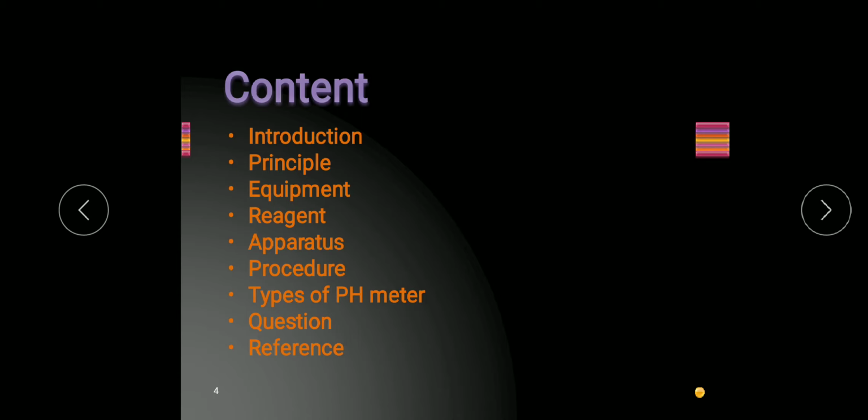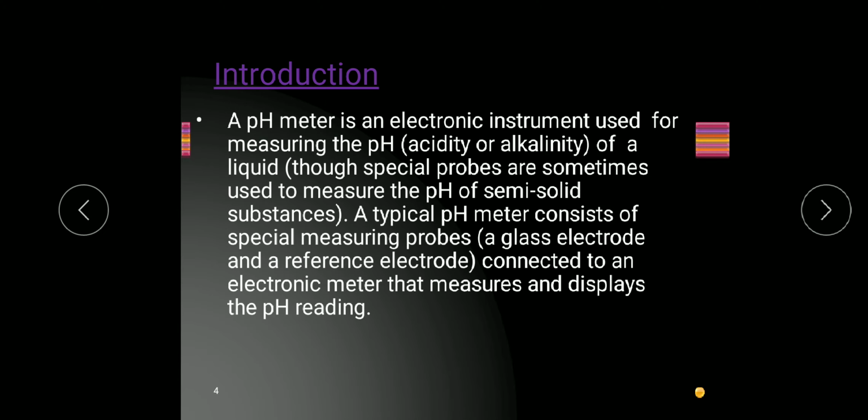These are the contents we discuss in brief. First is the introduction, second is the principle, third is the equipment, fourth is the reagents, fifth is the apparatus, sixth is the procedure, seventh is the types of pH meter, then questions and then references. Let us see a brief introduction.